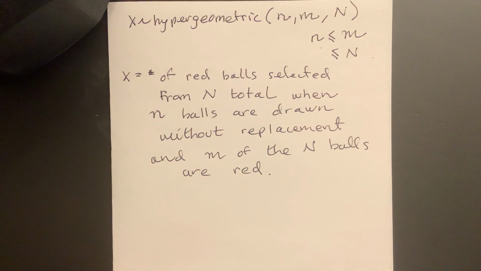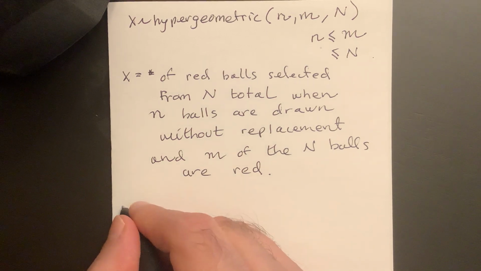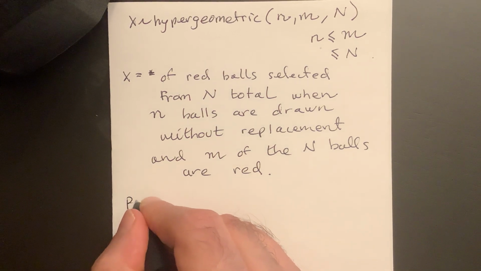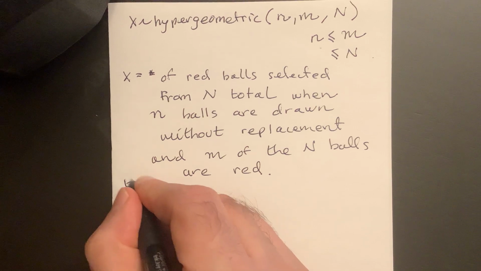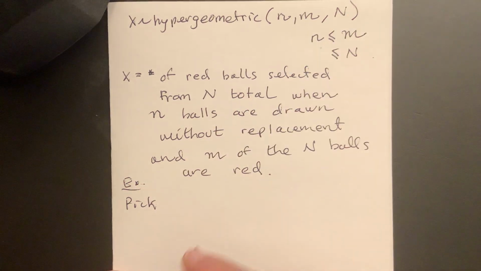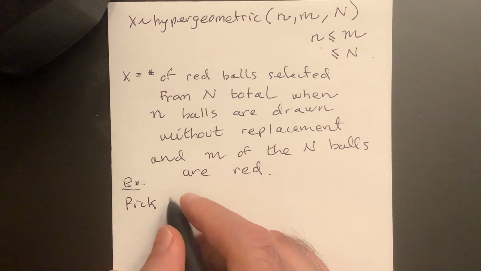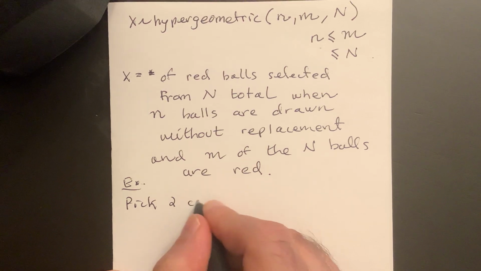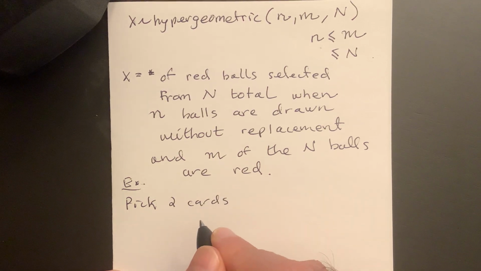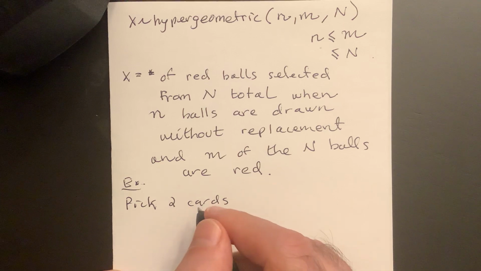So we did an example like this with the queen before, right? Choosing the queen. So let's do this with choosing the queen. Let's do an example of this, and then we'll say what it is. We'll pick two cards. So little n is 2.